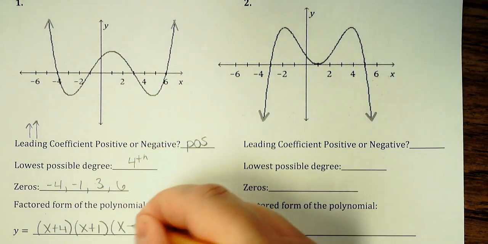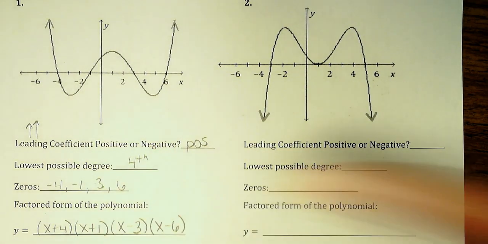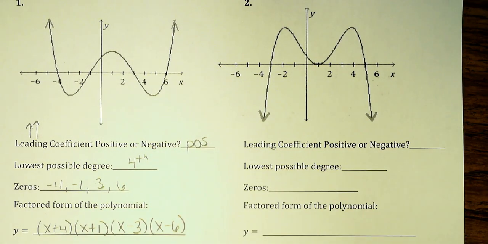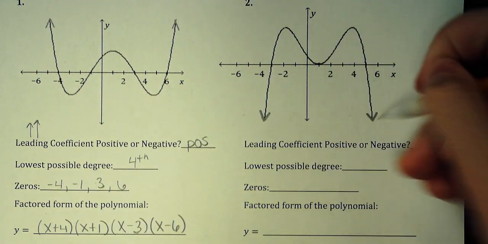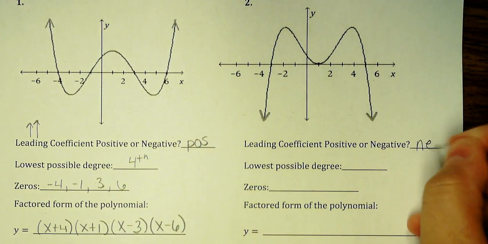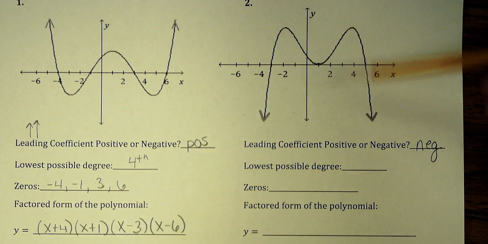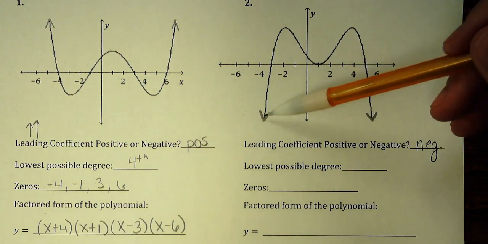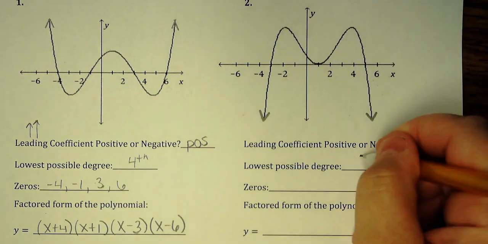3 would be a factor of x minus 3, and 6 would be a factor of x minus 6, and that's all you have to do. Okay, the end behavior here, both of these point down, so I know the leading coefficient has to be negative, and this is going to be even since they both point the same way, but let me count the different times it switches direction for a degree. So I've got 1, 2, 3, 4, so this is going to be 4th degree.